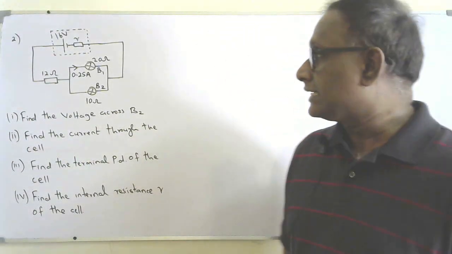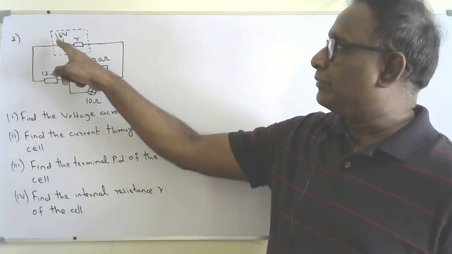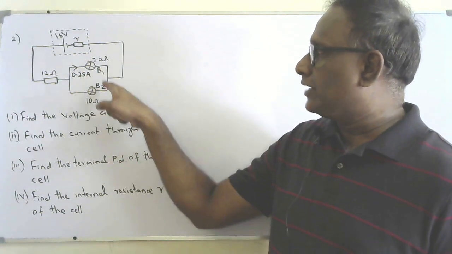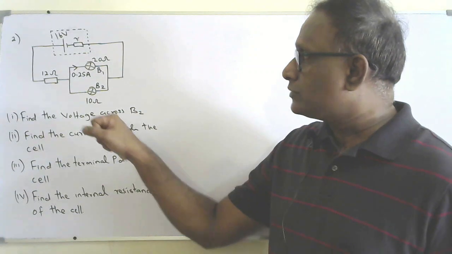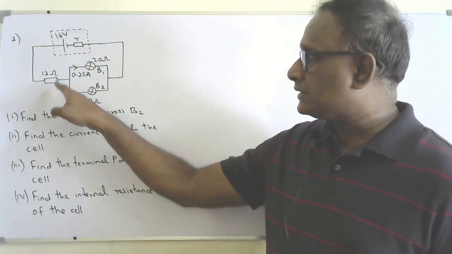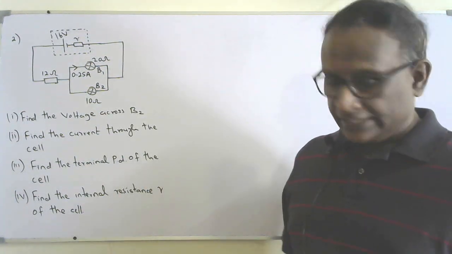Okay, so this is the second question. A real cell that has EMF 16 volt and internal resistance r. There are two bulbs B1, B2 connected in parallel. Their resistances are given as 20 ohms and 10 ohms. And a resistor with resistance 12 ohms is connected in series with the combination of these two bulbs. Find the voltage across B2. Okay, that's the first part.